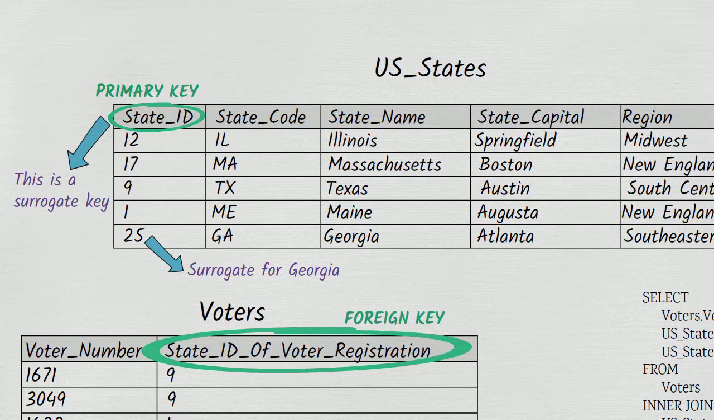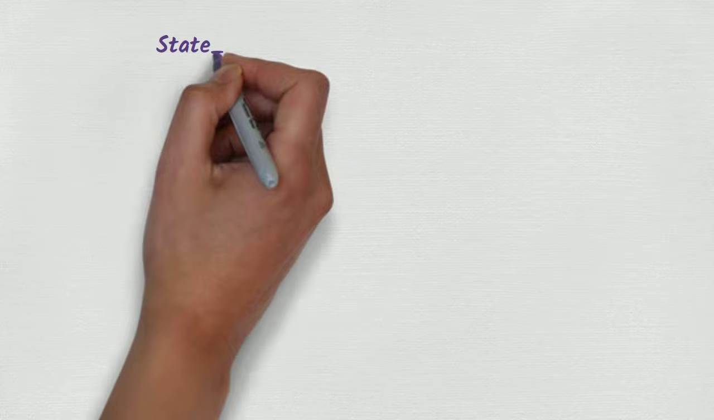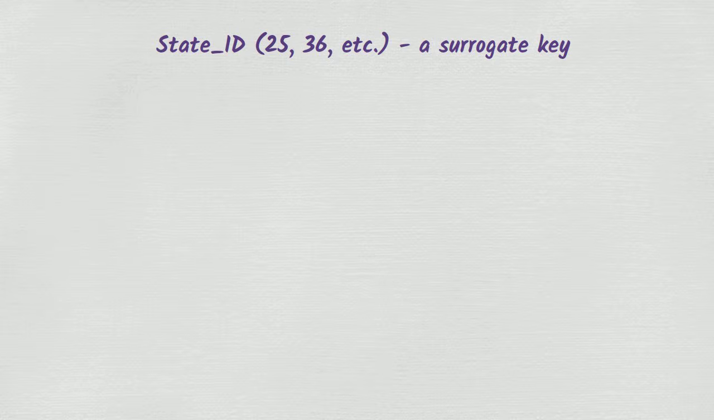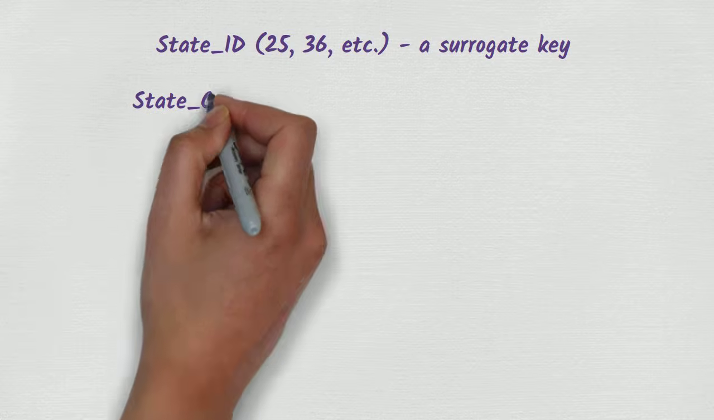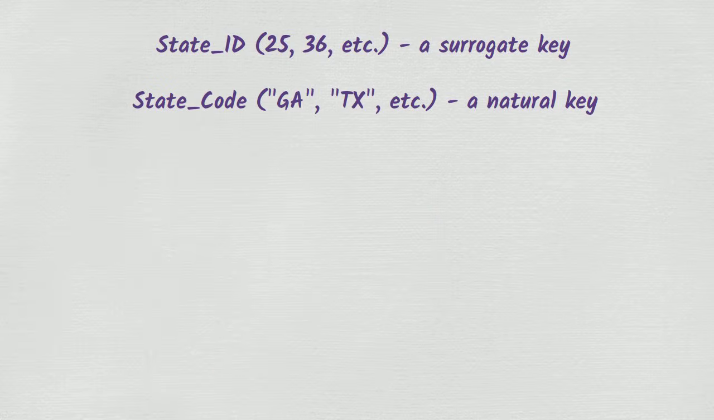If we're using the term surrogate key to describe the state ID in the alternative design, we need a term to describe the state code from the original design. We refer to the state code from the original design as a natural key, because its values, GA, TX, and so on, are the values that a person would naturally, as it were, use in real life to refer to US states, for example when writing an address on an envelope.